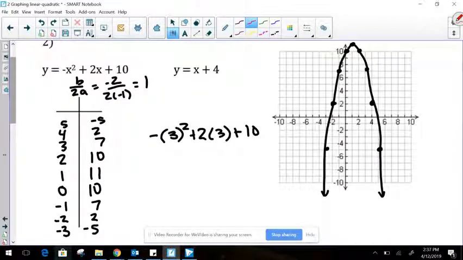Now I'm going to graph my linear equation. So I'm going to begin at 4. So I'll put my y-intercept there. My slope again is 1 over 1. So I'm going up 1 over 1, up 1 over 1. Oh, there we go. Bullseye, up 1 over 1. And then down 1, left 1, down 1, left 1. Bullseye.